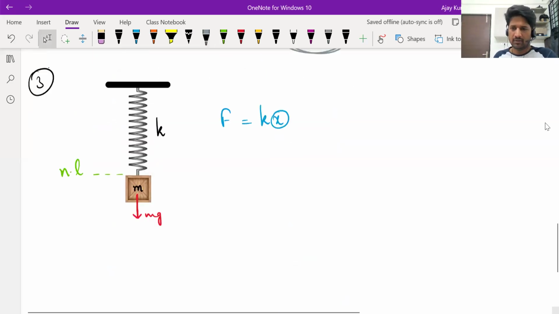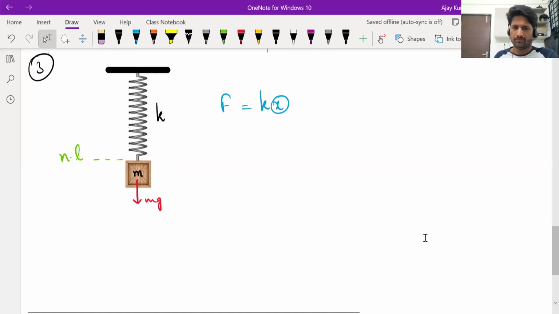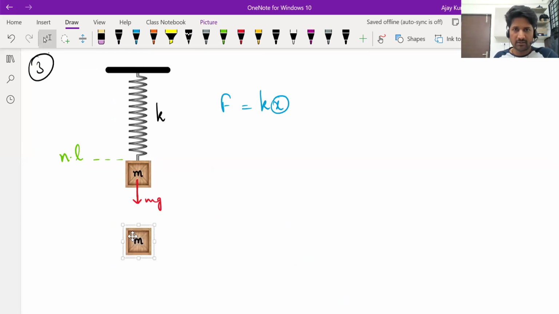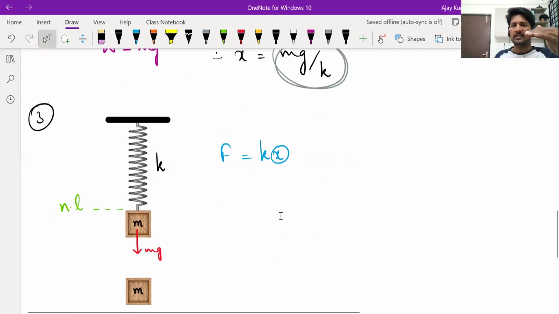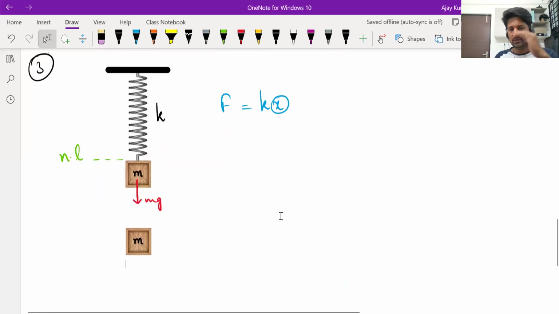Here, we release the block from natural length. We know that at natural length, it will not be in equilibrium because mg will pull it down. Because mg is pulling it down, the block will start moving down. But as the block moves down, spring force will start acting on it because the spring starts getting stretched. But for some distance, mg will dominate the spring force, because for spring force to balance mg, you need an elongation of mg by k. Anywhere before that, mg will be the stronger force. So weight will bring the block down.